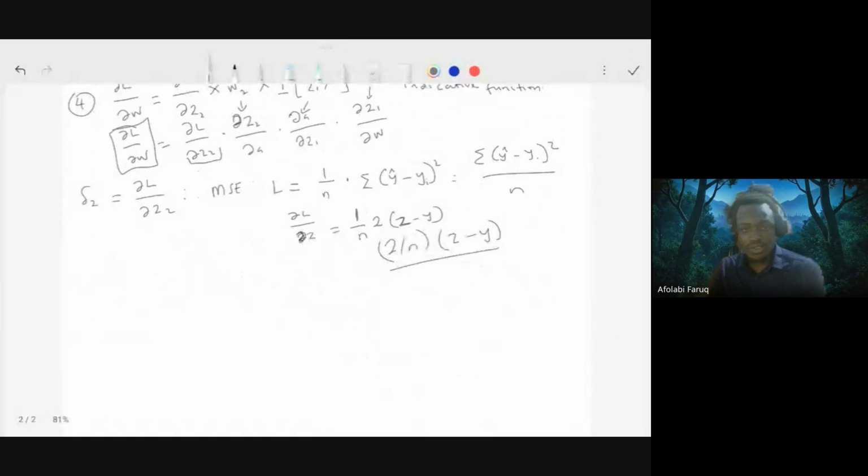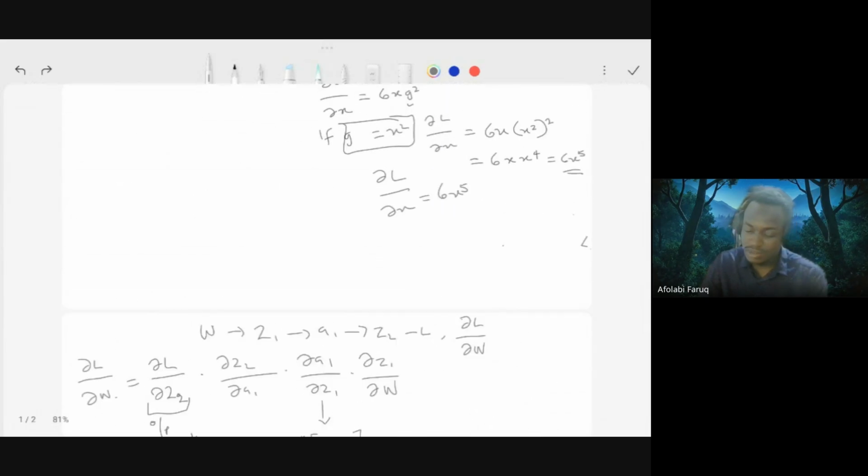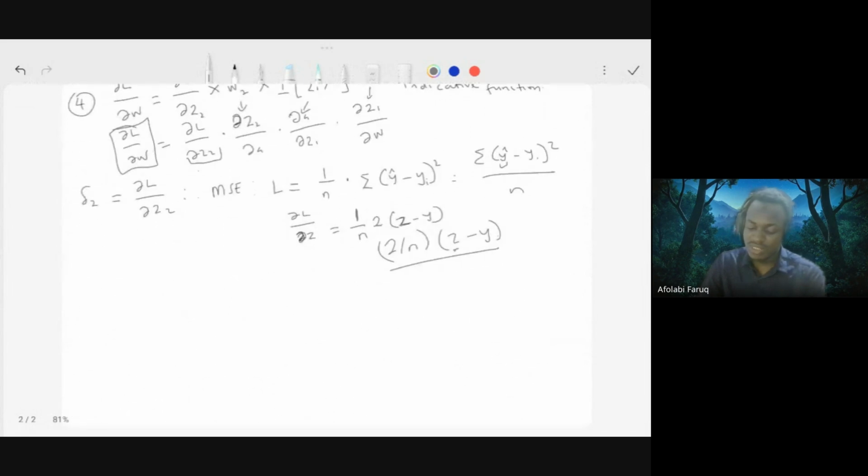Someone might ask, how does this predicted y change to z? Don't forget that z is the output logit, as we talked about here. Whenever you are talking about the output prediction, it's still the same thing as z. That's why the partial derivative dL/dz equals 2 over n times (z2 minus y). That's basically that.